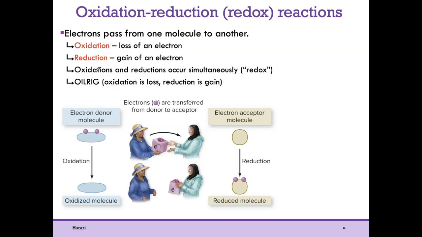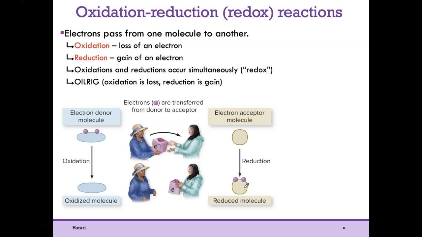You can remember this by OIL RIG. Oxidation is loss of electrons. Reduction is gain of electrons. And it's very much like giving a gift, right? So over here, this woman is giving electrons to this other woman. This woman over here is being oxidized, and this woman over here is being reduced. So the molecule that receives the electrons is reduced.